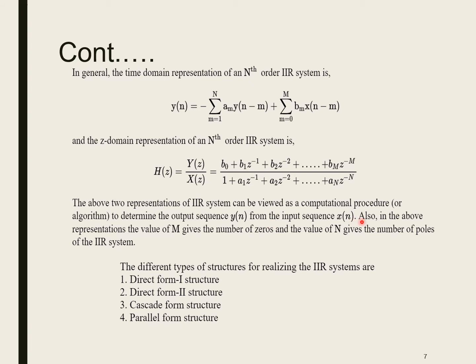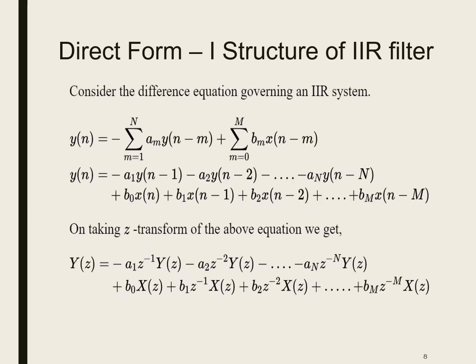Also, in the above representations, the value of m gives the number of zeros. So, this m decides the number of zeros and the value of n gives the number of poles in an IIR system. Okay. So, what are the different forms or structures for realizing these IIR systems? They are direct form 1 structure, direct form 2 structure, cascade form structure and parallel form structure. We will go through the structures one by one. First one is direct form 1 structure.